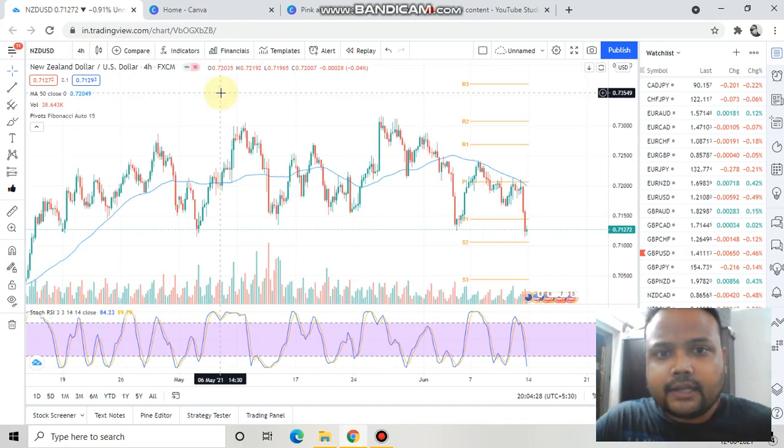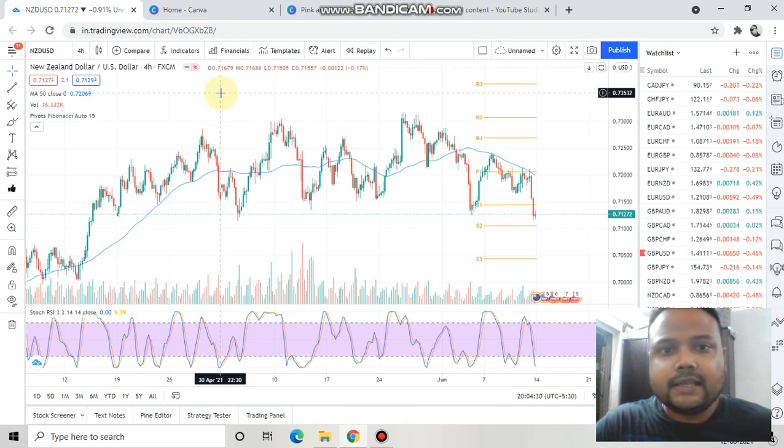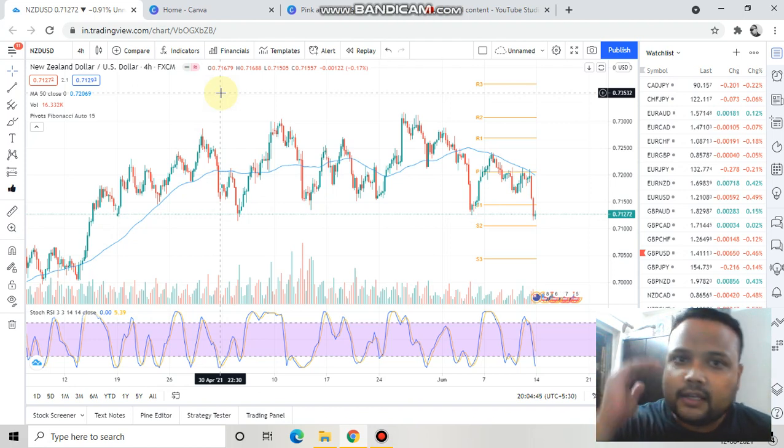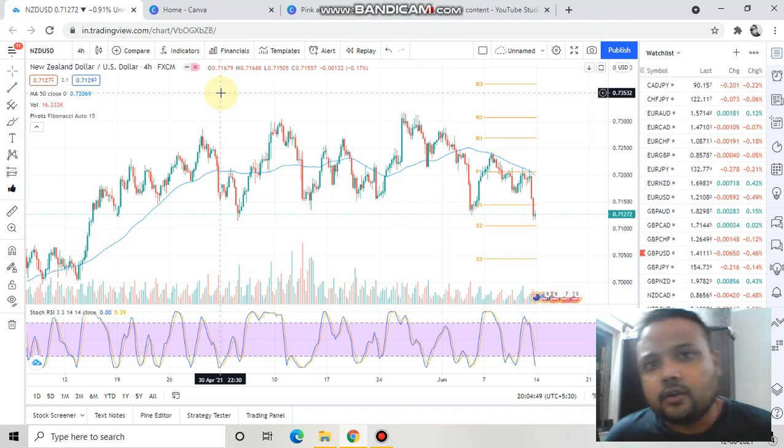If we look at the chart, then easily we can see that there is no proper trend in the market. The market is sideways. And as we all know, in a sideways market, we get opportunities on both the sides. At the support, we can go for buy, and at the resistance, we can go for short.